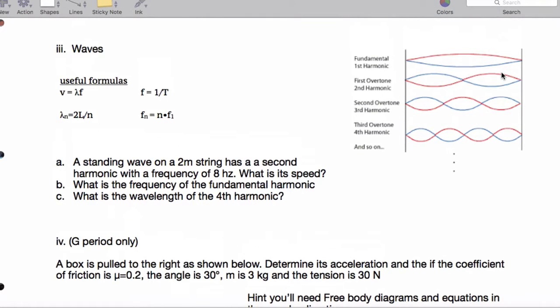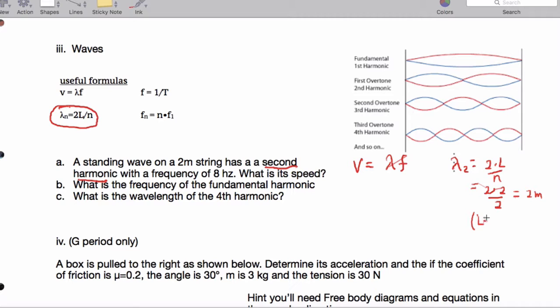Okay. We have a standing wave on a 2-meter string, and it has a second harmonic with a frequency of 8 hertz. We want to know its speed. So v is lambda times f. Now let's be clear here for part A. It's the second harmonic, so I need to get the wavelength of the second harmonic. So lambda 2 is going to equal 2 times L over n, which is 2 times 2 divided by 2, which is 2 meters. That's because L is 2 and n is 2, okay?